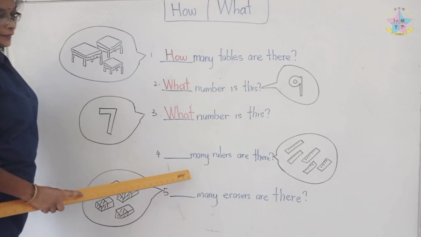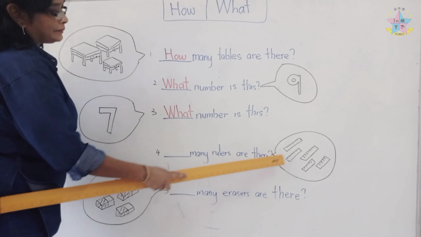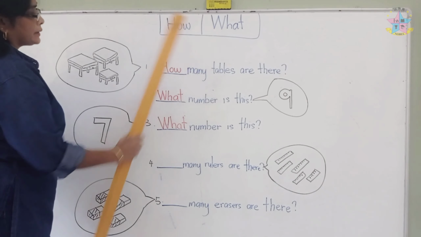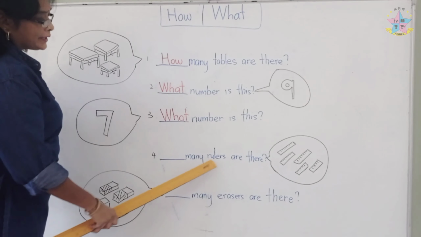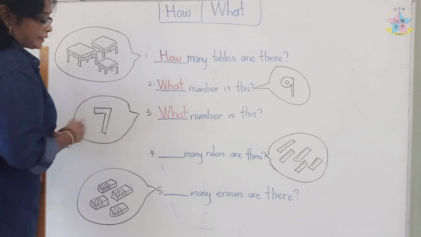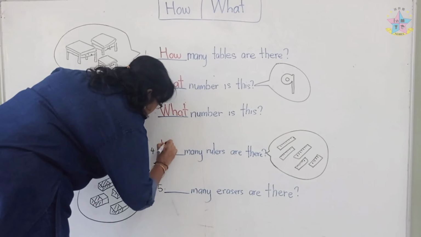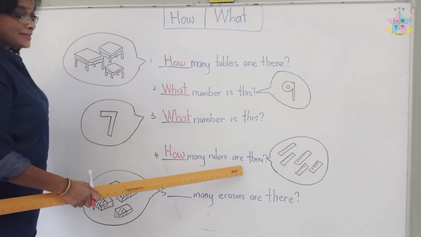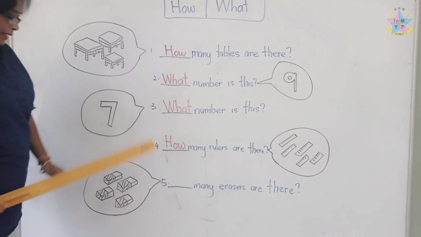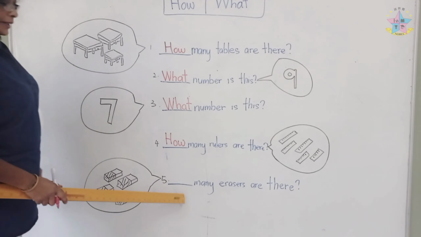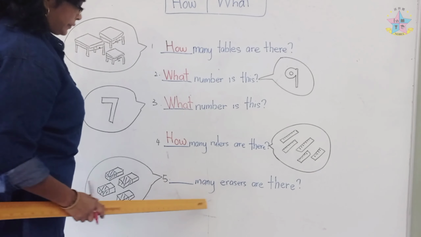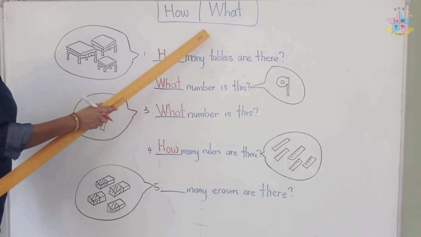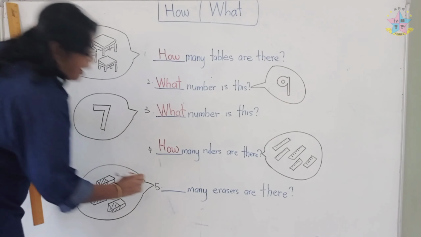Number four. How many rulers are there? Quantity of the rulers. Look at the rulers. So, how or what? Yes, how many rulers are there? Okay, number five. How many erasers are there? Quantity of this object. Since it is many here, you must write what? How or what? Yes, how.